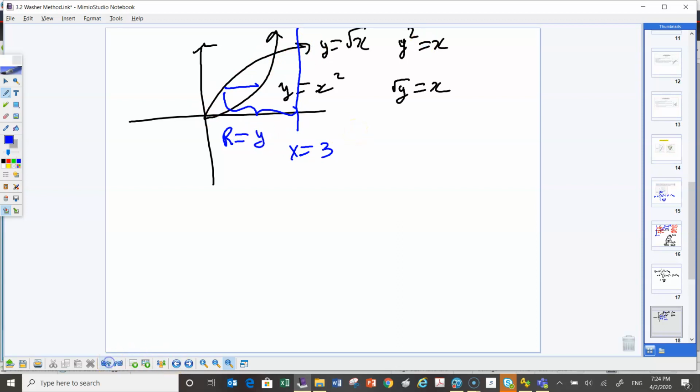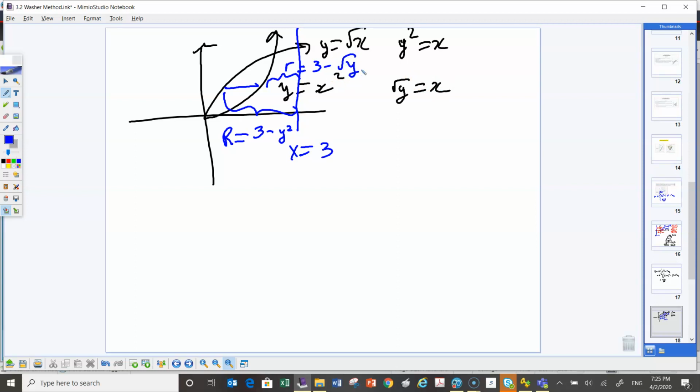Oops, I did that wrong, sorry. Again, when I'm figuring out the outer radius, I always go from right to left. So it's going to be the right edge, 3, minus the bottom of the slice, which is y squared. And my inner radius is going to be this region right here. So that little r, again, is going to be 3 minus this curve in terms of x equals, which is root y.